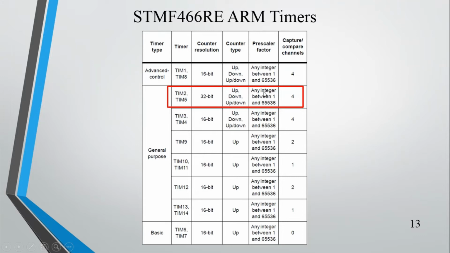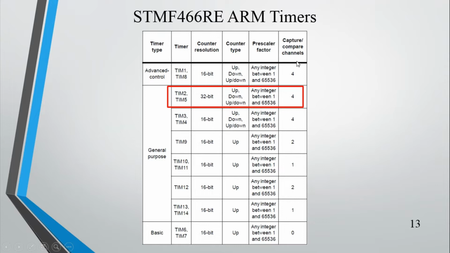And these are the prescaler factors. What do you mean by prescalers? We will see later. So for time being, understand that all these timers we can have prescalers from 1 to 65536. 65536 is equivalent to 2 to the power 16, right? 1 till 65536 we can have.